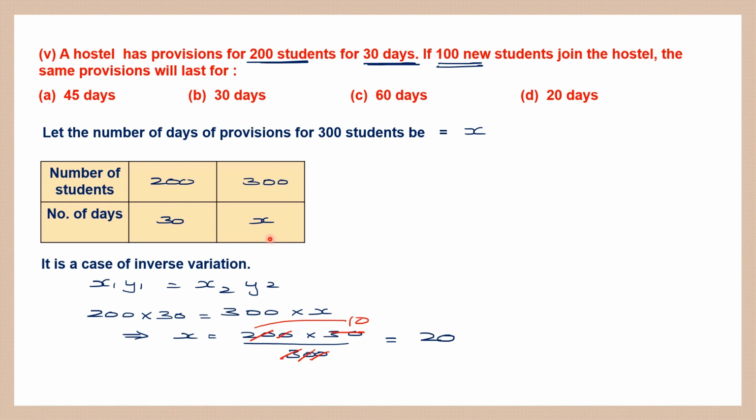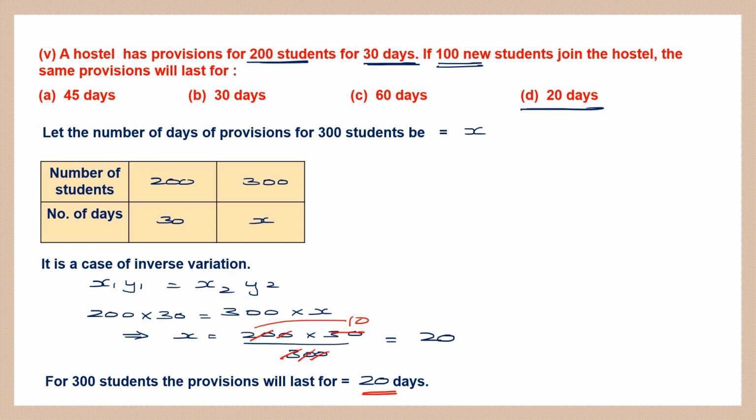And what is x? X is the number of days. So can you see, when there were 200 students, the provisions would last for 30 days. Now when there are more students, it will last only for 20 days. So for 300 students, the provisions will last for 20 days. So this is our answer and that is option D.